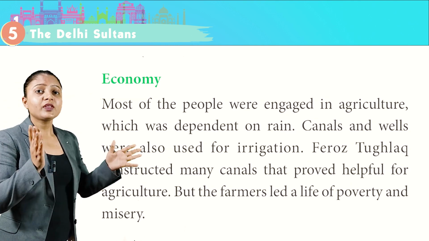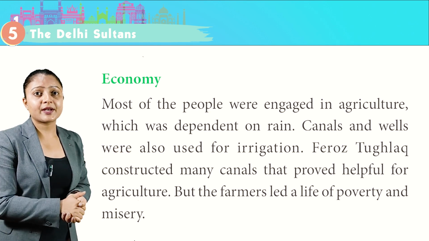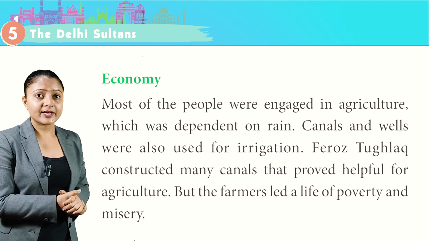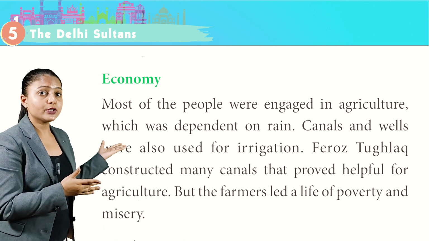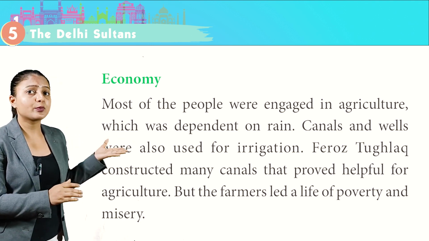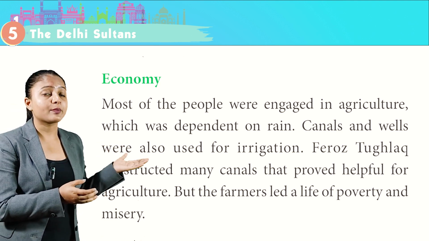Economy. Most of the people were engaged in agriculture, which was dependent on rain. Canals and wells were also used for irrigation. Firuz Tughlaq constructed many canals that proved helpful for agriculture, but the farmers led a life of poverty and misery.